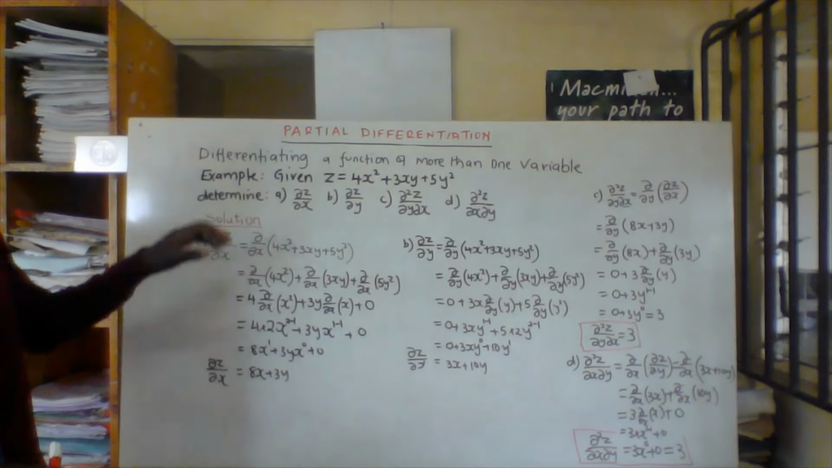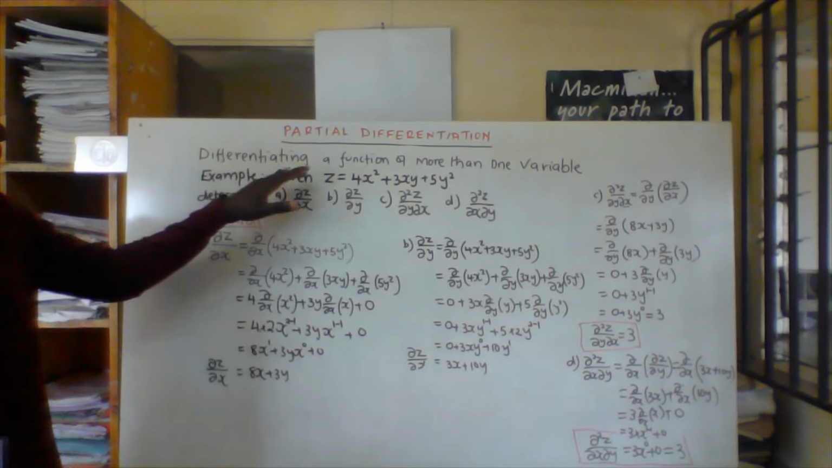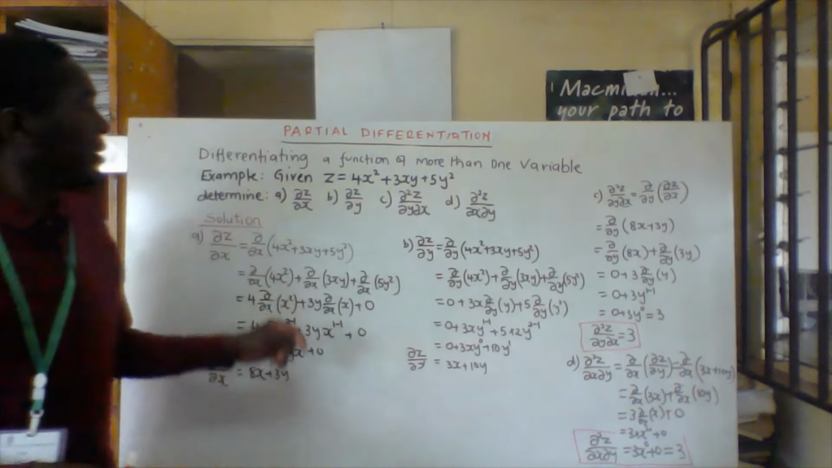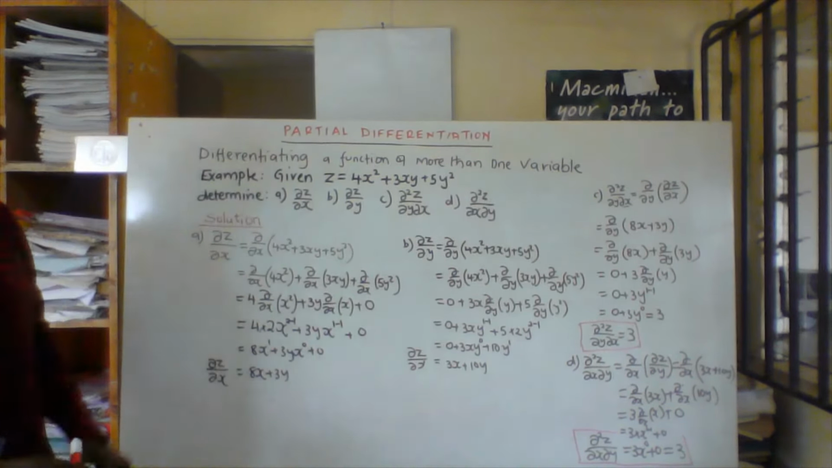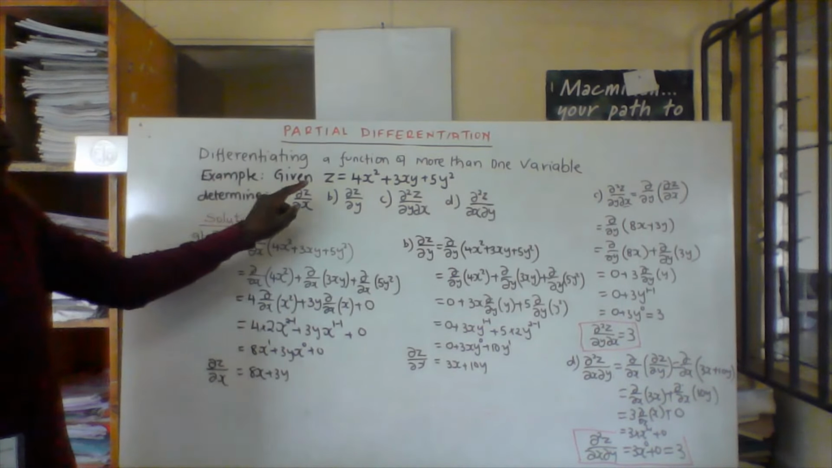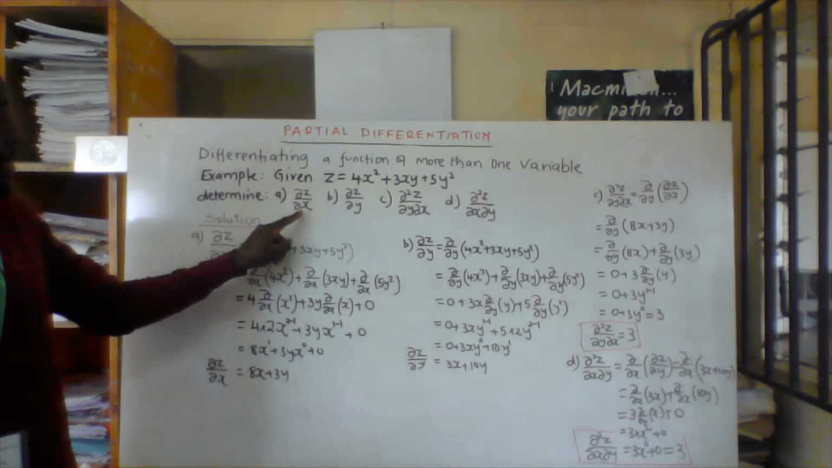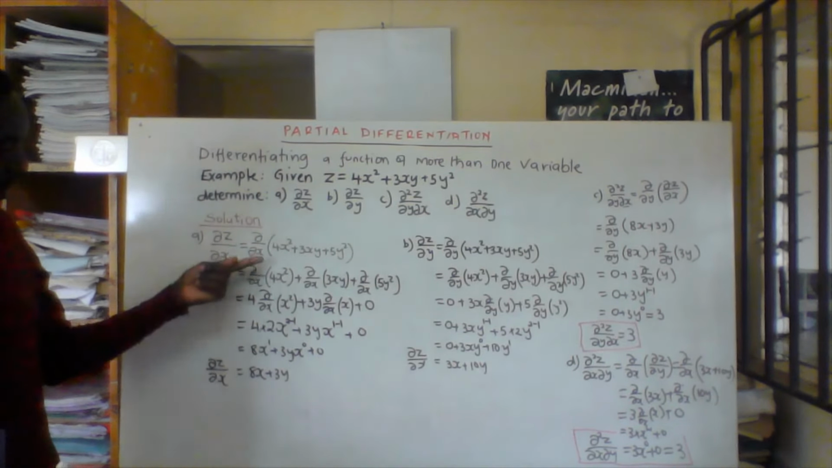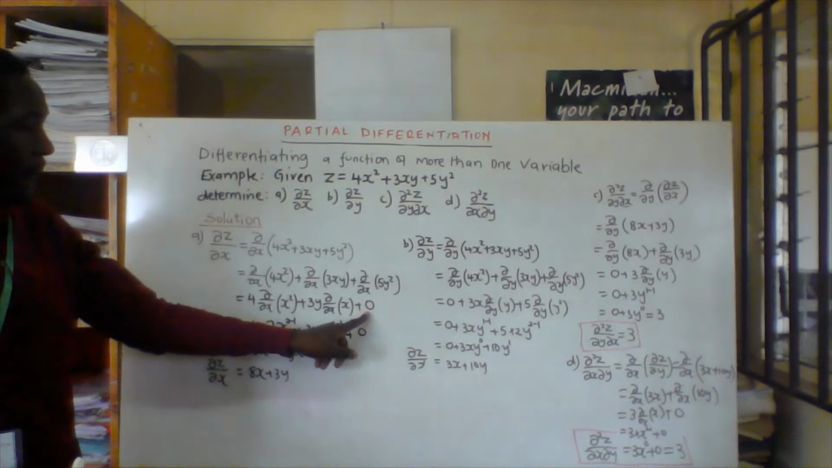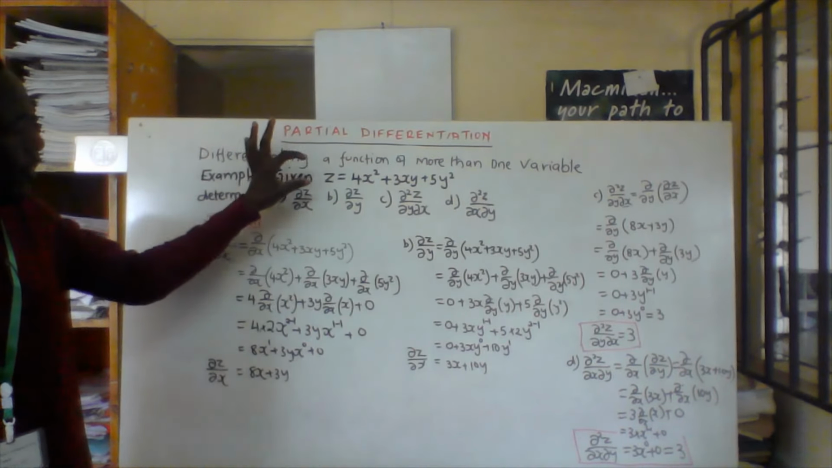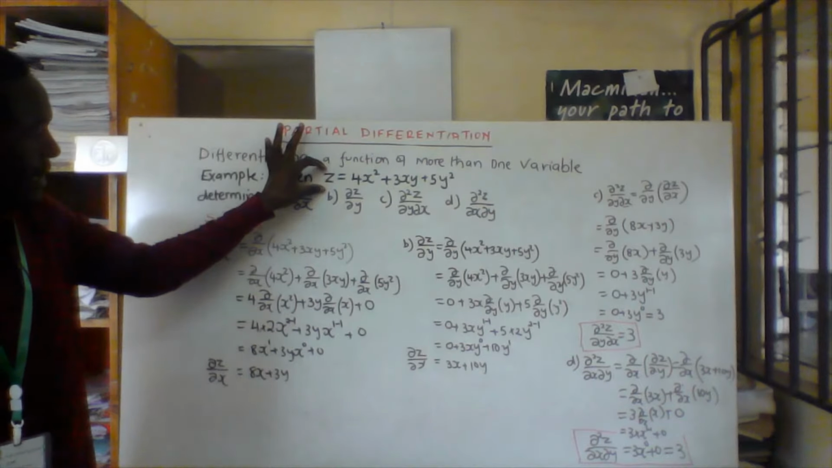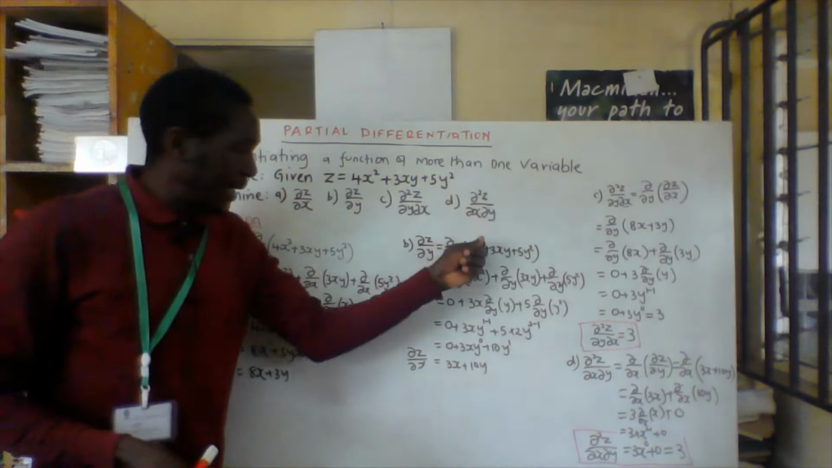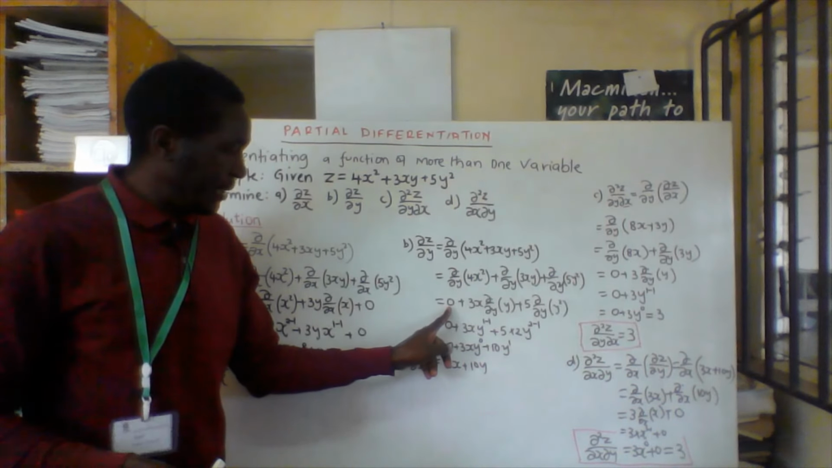That's how we do differentiation of a function of more than one variable using partial derivatives. So the first one, we are doing the partial derivative of z with respect to x. In this case, y is treated as a constant. That's why we obtained a 0 here. Then for the second one, we are partially differentiating z with respect to y. And in that case, we have held x constant. That's why we have obtained a 0 here.